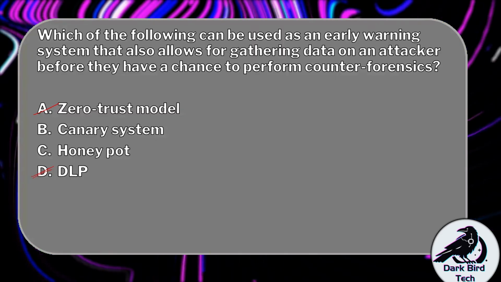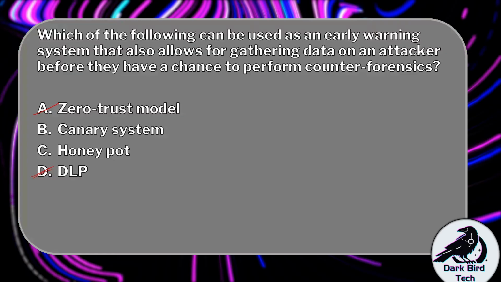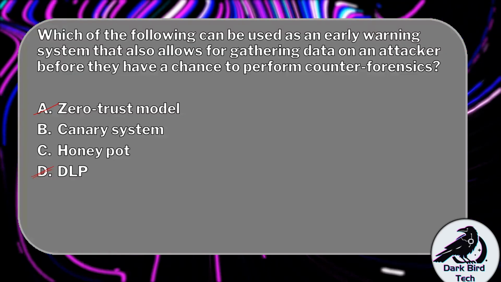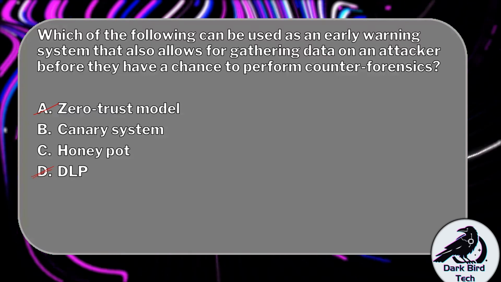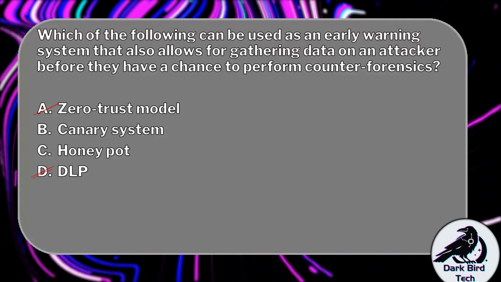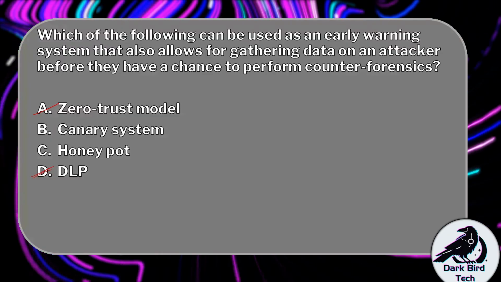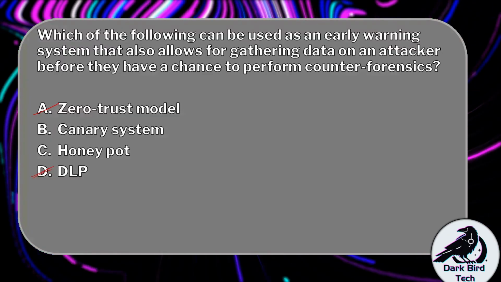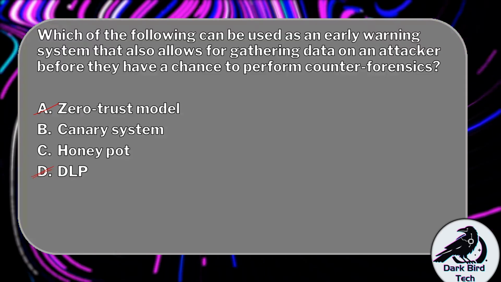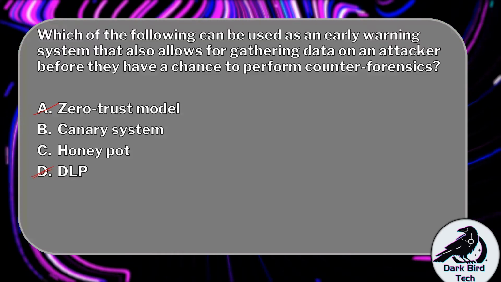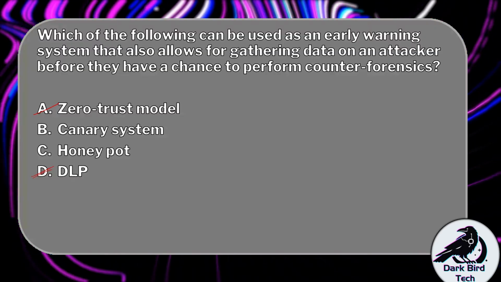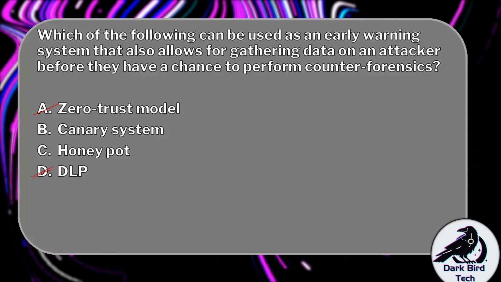So what's probably going to make the difference here is if we look at the question again, which of the following can be used as an early warning? Both are going to give us the tick on the early warning and also allow us to gather data about the attacker. Now the thing is, a Canary system is designed to fail on attack, to go offline. The whole point of the Canary is when it stops working, that draws our attention to an undesirable situation. But that means also it's not going to be able to capture data, and the attacker is not going to carry on not realizing that we're actually watching them.